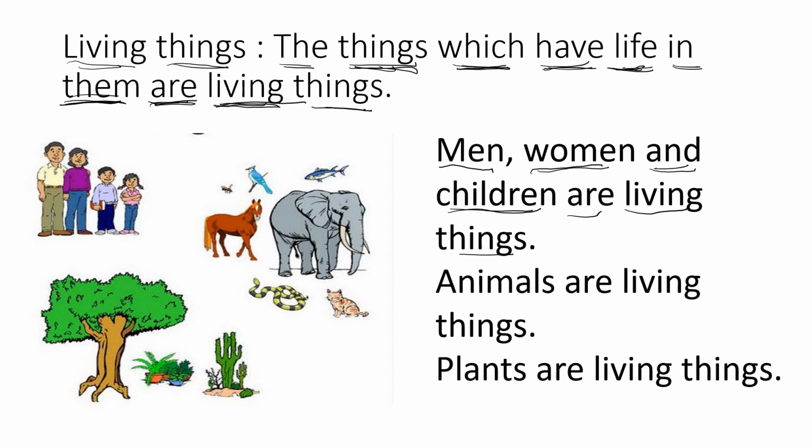Let's read the new words. MEN, men. WOMEN, women. CHILDREN, children. Now the next thing that gets into this group of living things are animals. Animals, children, are also living things. Let me read out the word animals for you. A-N-I-M-A-L-S, animals.